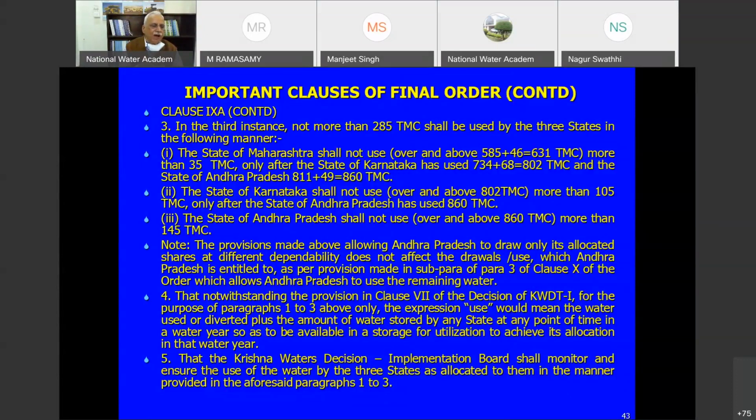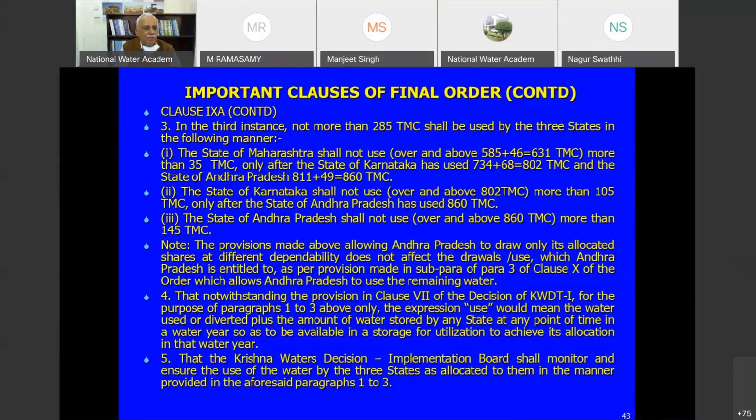The above, allowing Andhra Pradesh to draw only its allocated shares at different dependability, does not affect the drawals which Andhra Pradesh is entitled to as per provisions made in the subpara of para 3 of clause 10 of the order, which allows Andhra Pradesh to use the remaining water.